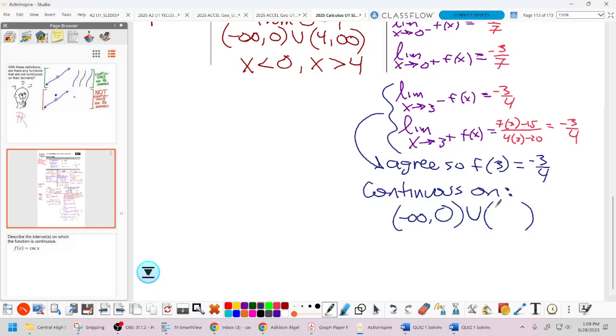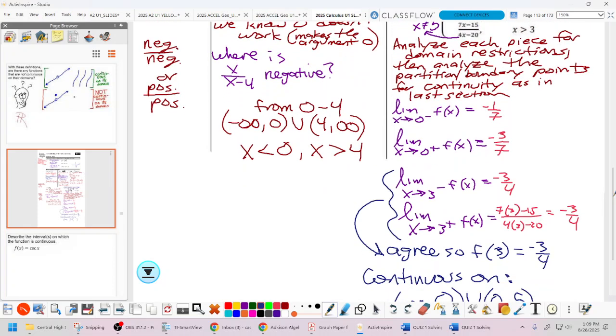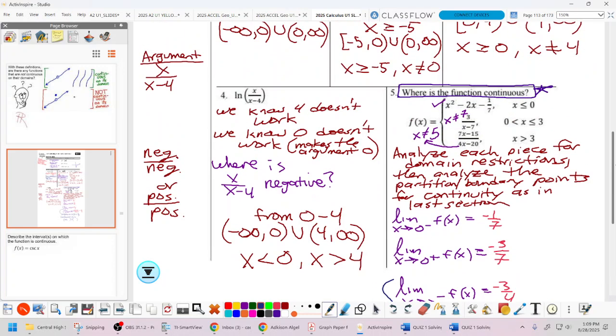So yes, we are continuous up to 0, and then not at 0, but now we're continuous up to 5, and then there's another issue at 5 because we have to throw it out of the domain. Okay, and then are we good? We know -3/4 matched, so at 3 we were continuous. So are we good to say from then on forever? No. Why not? Because of 7.